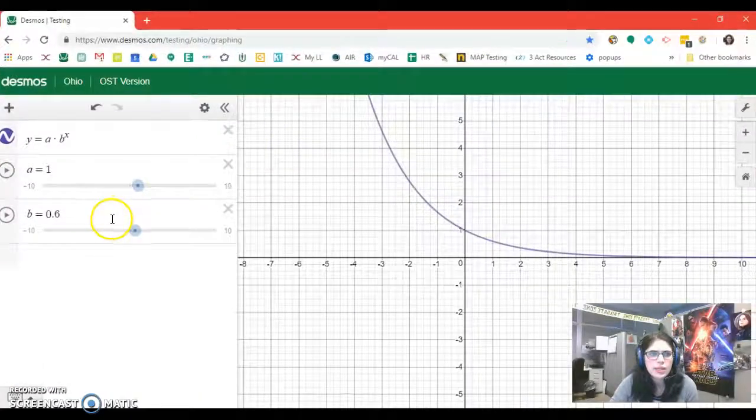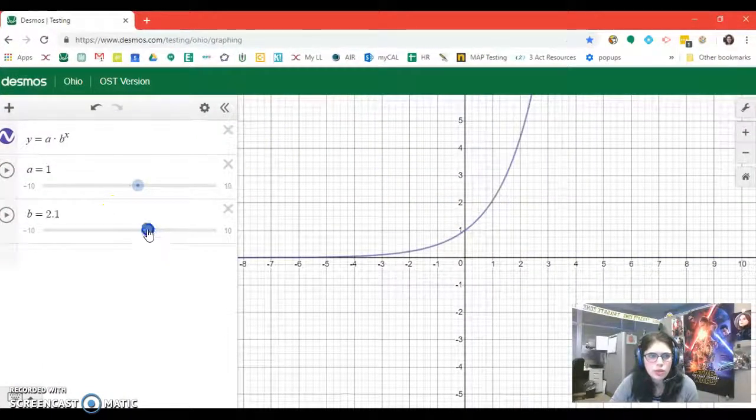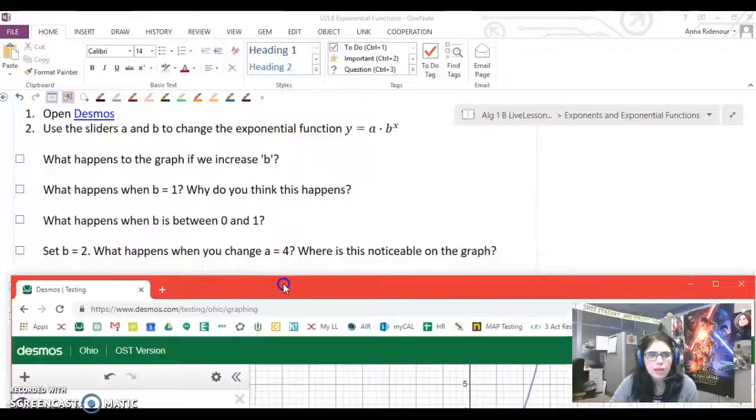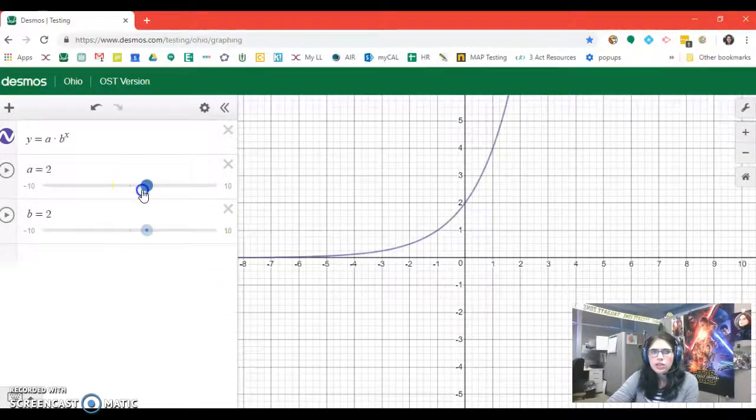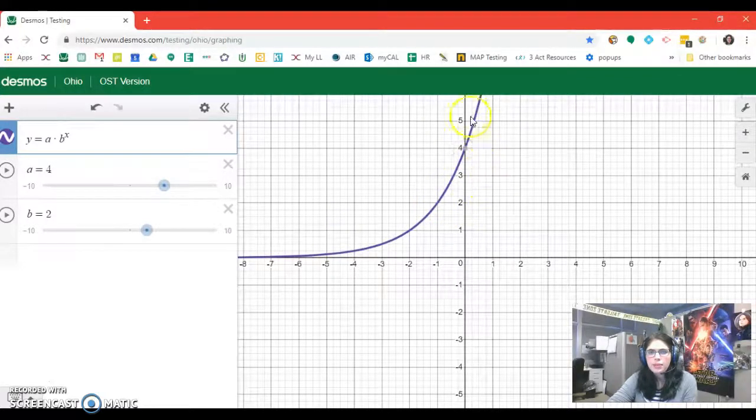Okay, so we're going to set b is equal to 2. And then what happens when I change a to be 4? All right, so this is when a is 1. If I change a to be 4, notice that that changes my y-intercept. So that a is going to be your starting value in a way. Sorry, not x-intercept, y-intercept. It's always going to be your y-intercept.